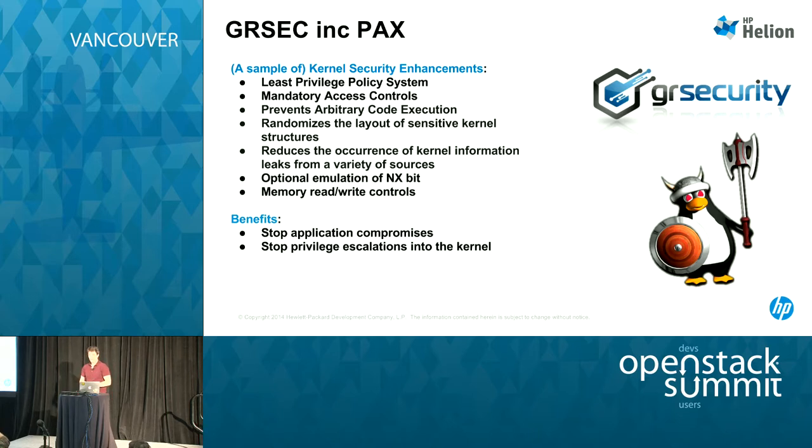One of the major things is it enforces a strong least privilege policy system. GRSecurity has its own mandatory access control framework. I don't know it well enough to comment on it in this talk, apart from to say, hey, it's there. And if you don't like AppArmor or SELinux or SMACK, then there's GRSecurity as well. It prevents arbitrary code execution in the kernel and randomizes the layout of sensitive kernel structures. Again, this is to make achieving a Linux privilege escalation much harder.